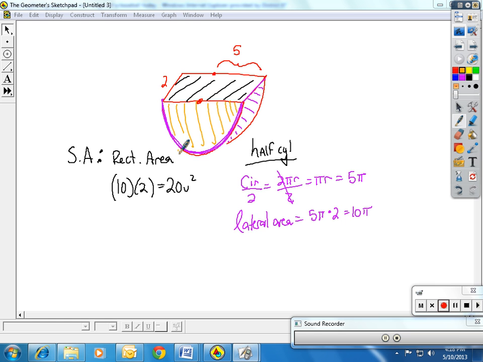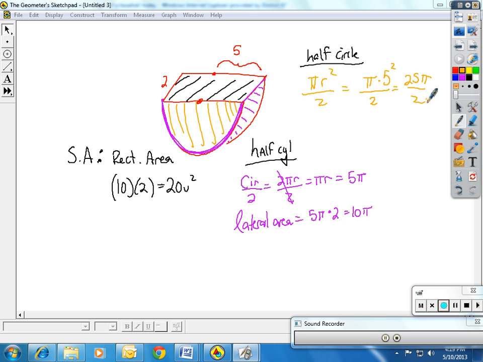That base is a half a circle. So I've got half of a circle. A half a circle is pi r squared divided by 2, which is pi times 5 squared divided by 2, which is 25 pi over 2.